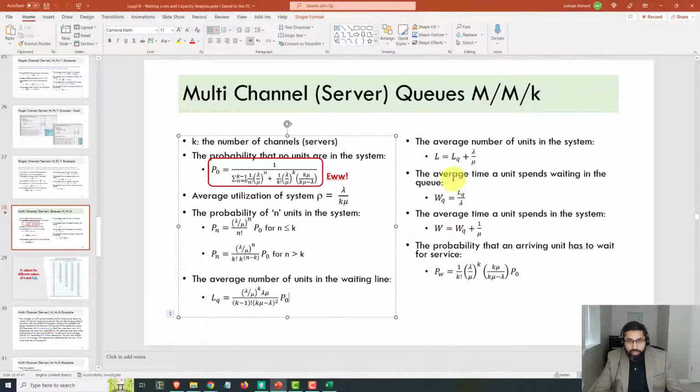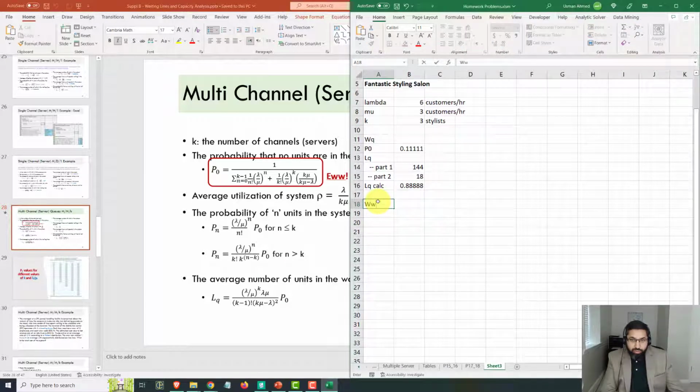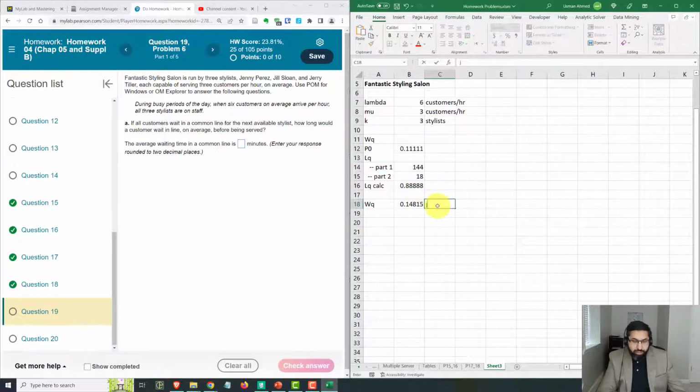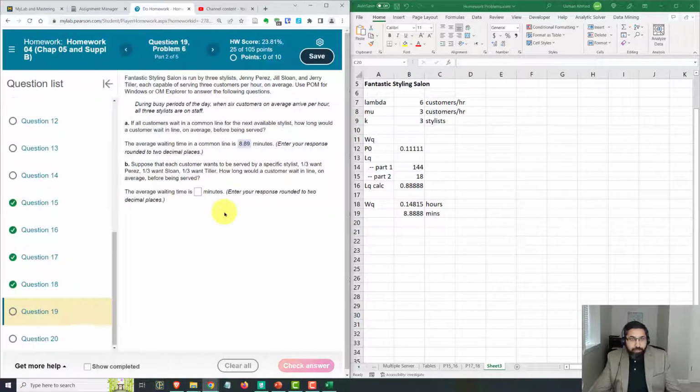Now once you have that, you can find WQ is LQ over lambda. So WQ is going to be LQ divided by lambda, and this is going to be in hours. So this is WQ in hours. Now we need WQ in minutes. Why did we calculate WQ in hours? Because all the numbers were given to us in hours, but we can always convert this into minutes by multiplying it by 60, because there's 60 minutes in the hour, and this is in minutes to 2 decimal places. That'll be 8.89 minutes.